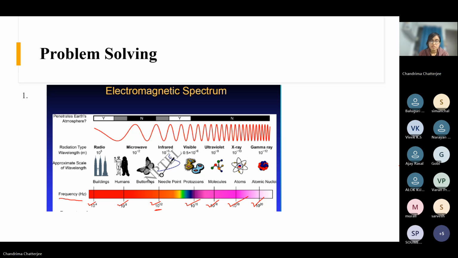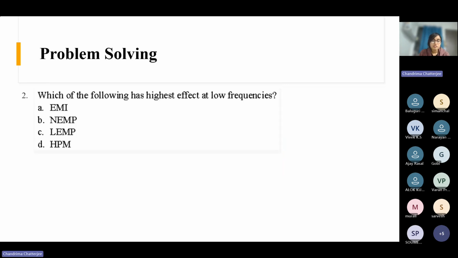Then the next question is, which of the following has the highest effect at low frequencies? First is EMI, electromagnetic interference. This is the generalized one. It doesn't tell us anything about low frequency or high frequency. EMI covers the whole spectrum. Then we have NEMP, nuclear electromagnetic pulse. Then we have LEMP, lightning electromagnetic pulse. Then HPM, high power microwave.